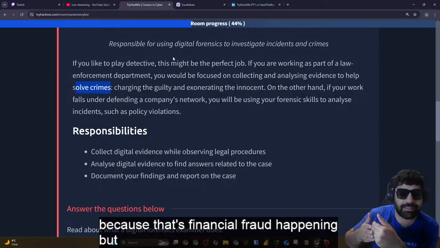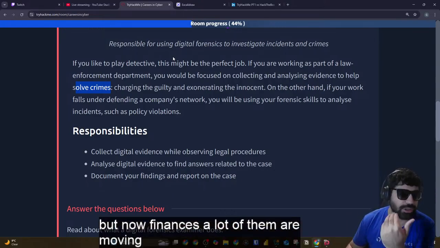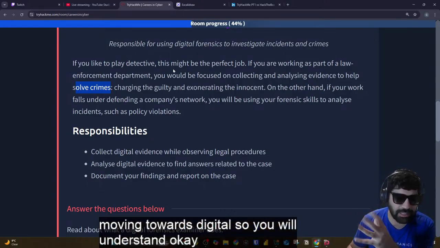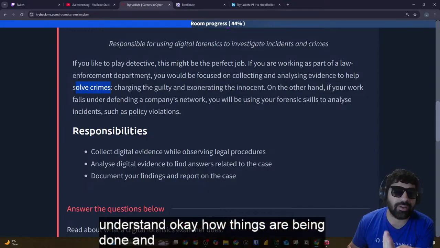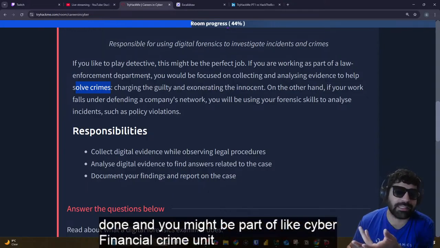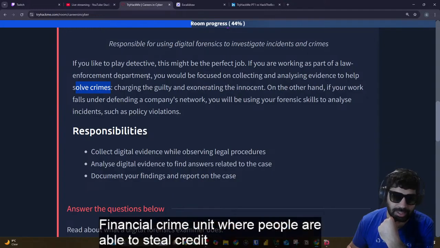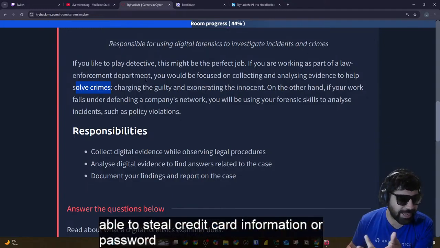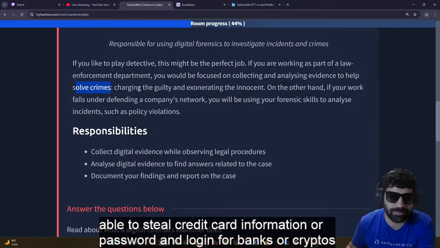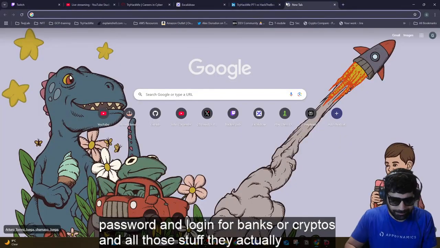But now finances, a lot of them are moving towards digital, so you will understand how things are being done. You might be part of a cyber financial crime unit, where people are able to steal credit card information or password and login for banks or cryptos and all that stuff. That actually happened.